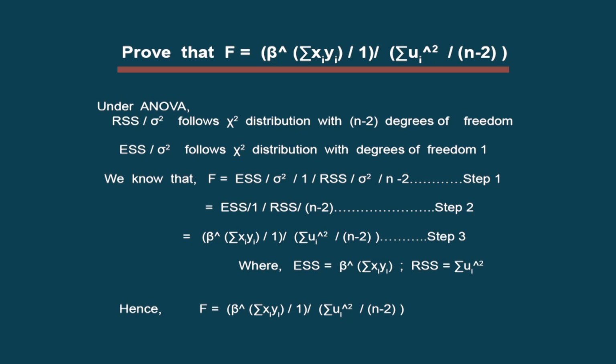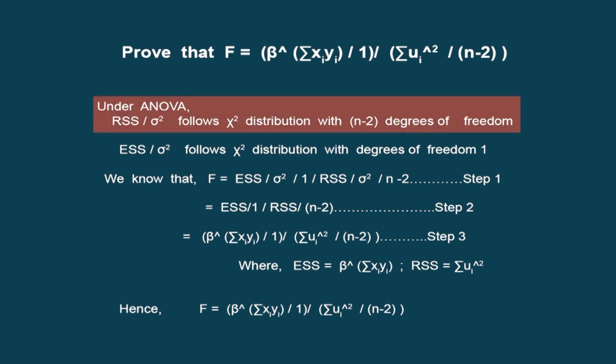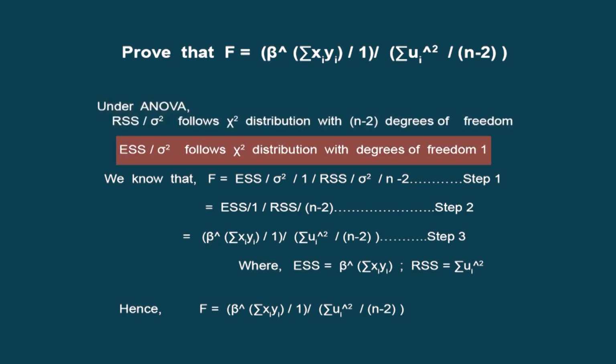Because on the basis of the Fisher statistic, we can explain the goodness of fit. So what is that? Under ANOVA, we know that the residual sum of squares follows n minus 2 degrees of freedom because there are two unknown parameters, alpha and beta, to be estimated. N is the number of observations. And ESS follows a chi-square distribution with degrees of freedom 1. Why 1? Because there are two parameters and there is one variable which is estimated, which is x. So 2 minus 1 happens to be 1.